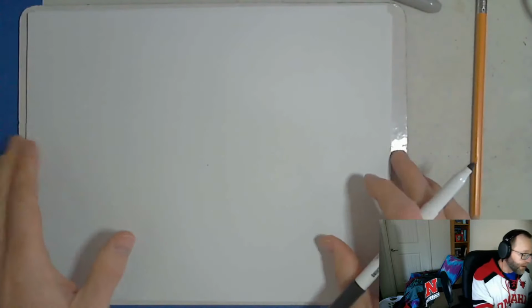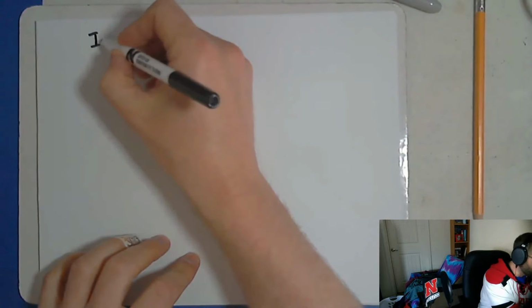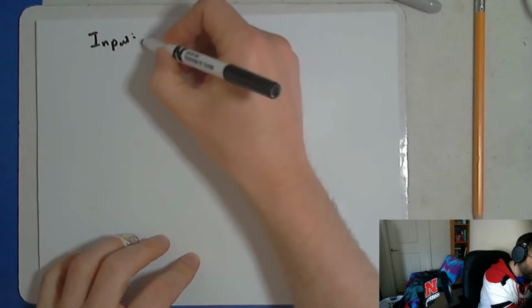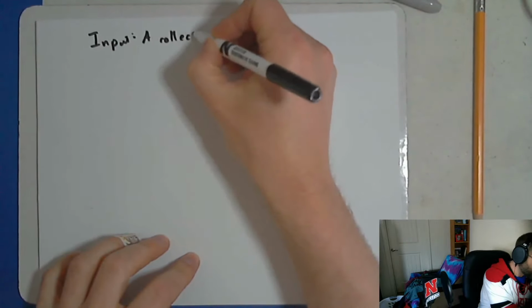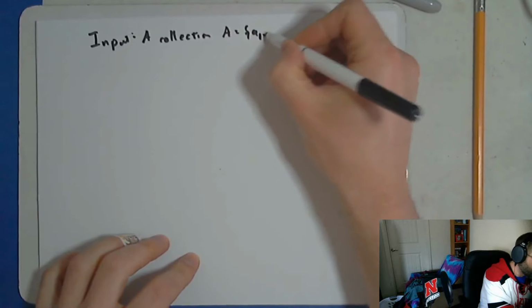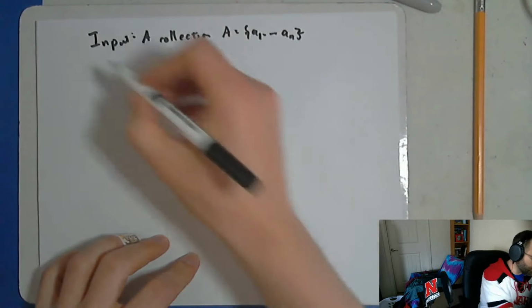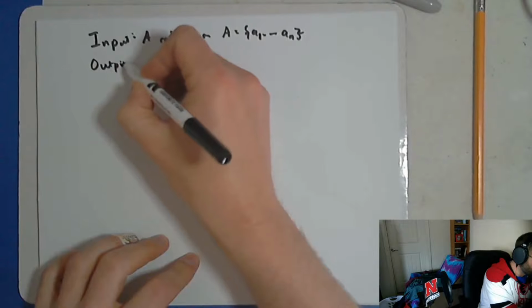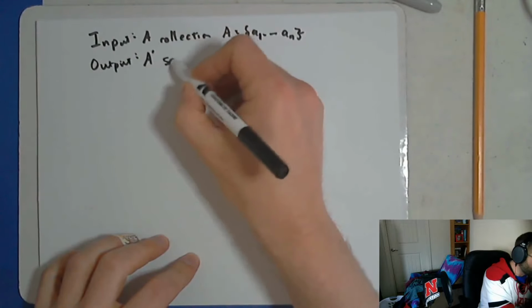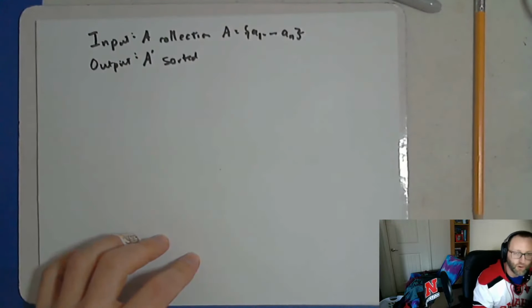Okay? Now what we need to do is take that idea and codify it into pseudocode. So I'm going to go ahead and start with my standard here. My input is going to be a collection of elements, A1 through AN, so that I have a name for everything to work with here. And my output is going to be A prime, which is going to be a sorted version of A.